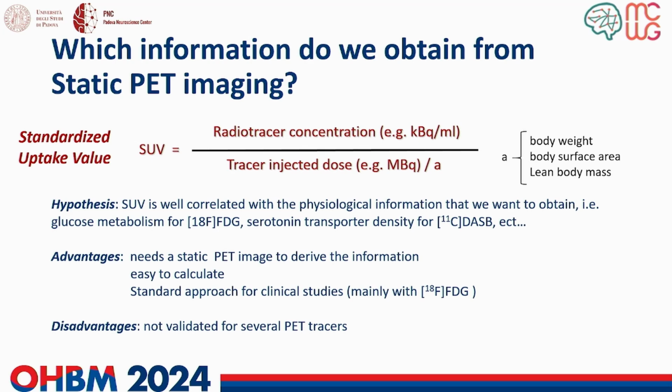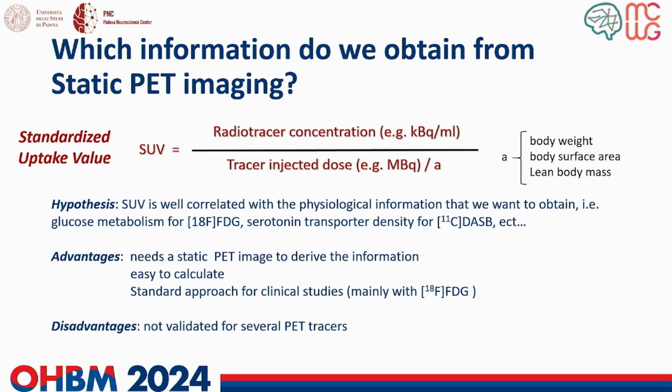It's just the ratio between the radioactivity concentration in each voxel, in kilobecquerel per millimeter, and the injected dose, which is normally provided in megabecquerel, divided again by another scaling factor that could be the body weight of a person, or sometimes the body surface area. More frequently, body weight is used. Okay, now we have translated, we can compare the different static images throughout all the subjects. Fine.